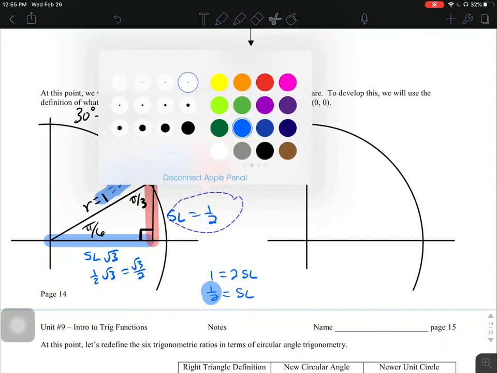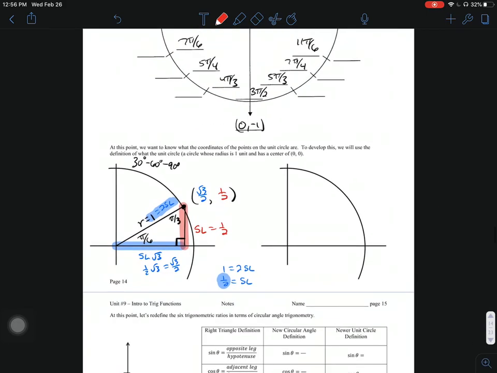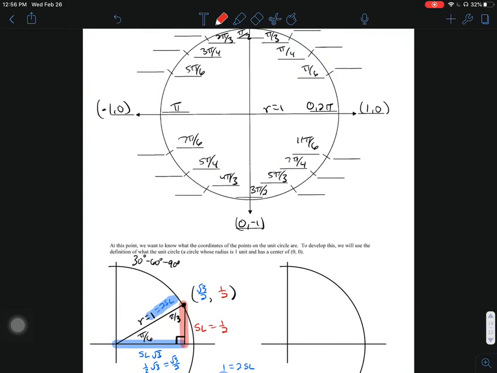So what is the ordered pair? Well, we have to go to the right square root of 3 over 2, and we have to go up 1/2. So that tells us at pi over 6, the terminal side of the angle will hit the circle at the ordered pair square root of 3 over 2, 1/2. Let's put that up here in our unit circle. This is square root of 3 over 2, 1/2.